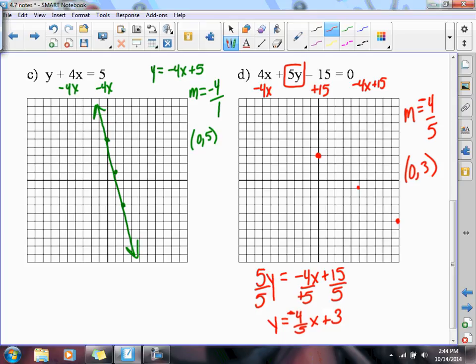Now again, I could backtrack if I wanted to, but I've got 3 points, so that's enough to make my line. But if I wanted to backtrack, that's when I would go up 4 and to the left 5. So that's the only time we go to the left. Always for rise over run, we're always running to the right. So again, my slope was negative, so this line's going down from left to right. Same thing with part C. My slope was a negative 4, so I'm going down from left to right.